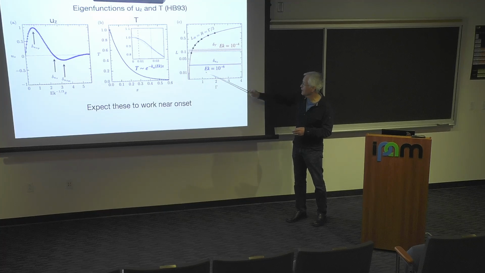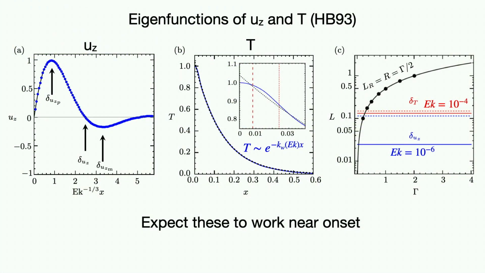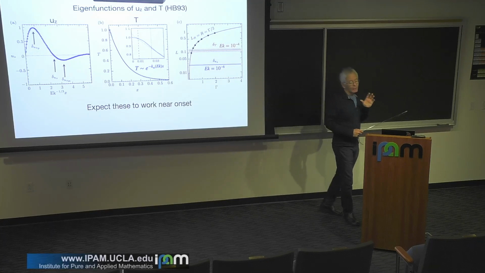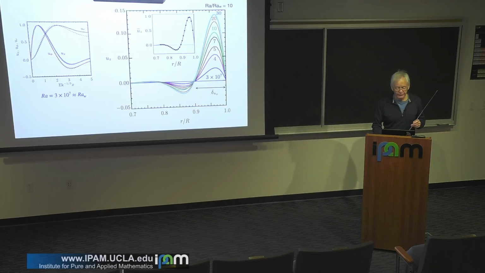But when you go to an Ekman of 10 to the minus 6, which is where we're looking, and it gets worse as Ekman goes down, this separation now becomes large, and the velocity boundary layer gets thin, whereas the temperature field is extended.